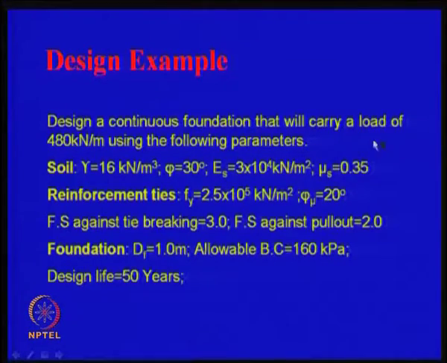So, for example, design a continuous foundation that will carry a load of 480 kilonewton per meter. You have a continuous foundation, maybe 4 meters or 5 meters in length, and it carries a load of 480 kilonewton per meter using the following parameters. The density of the soil is about 16 kilonewton per meter cube, and the friction angle, Es, E and mu of the soil are also known.